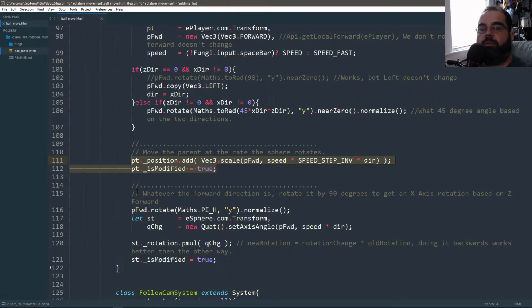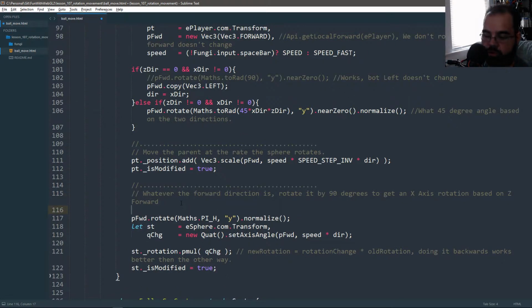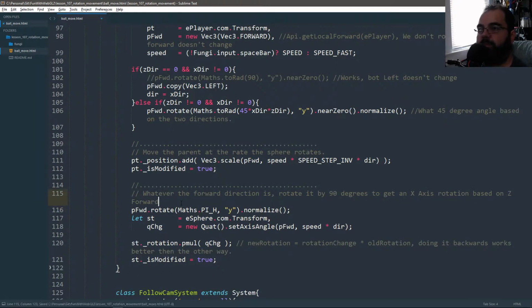Now that we have the moving working, why not just show off that moving works? Who cares? Let's not bother. Moving doesn't matter unless you see the rotation happening. All right, now that we know the forward rotation, we know which direction it's moving.